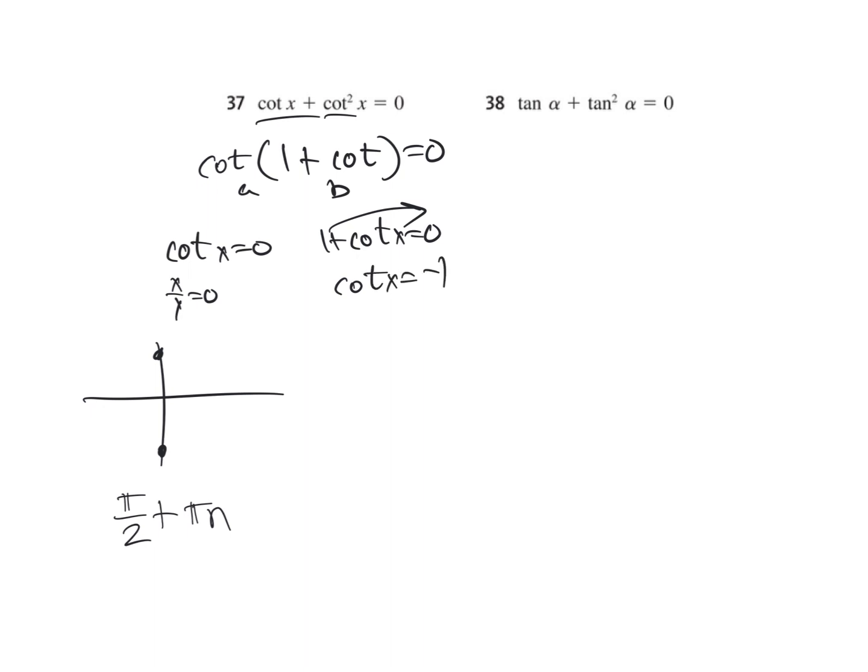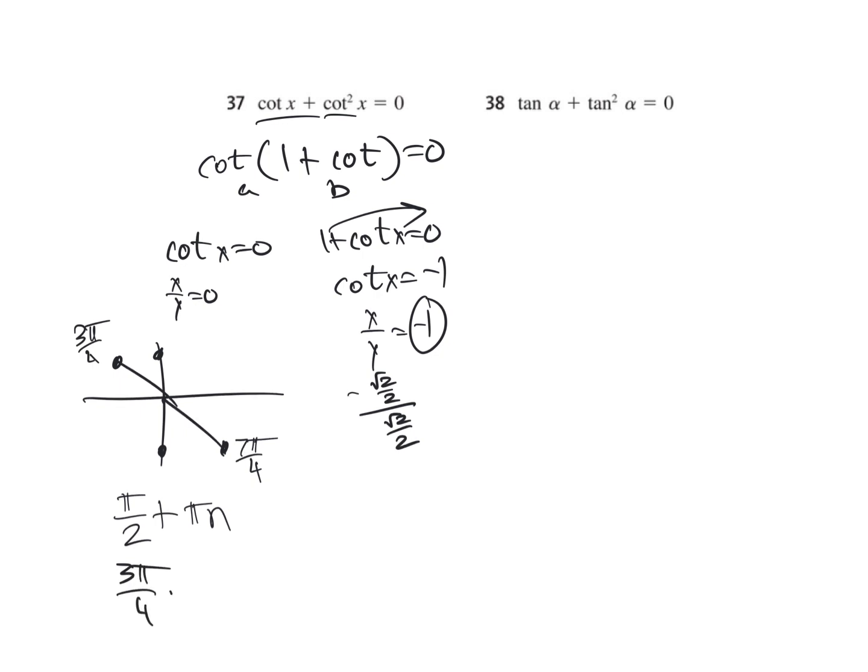Where's the cotangent of x negative 1? So x over y equal to negative 1. So again, you have square root of 2 over 2, square root of 2 over 2. That gives you 1. So your pi over 4s, but it has to be negative. So negative, either the top is negative or the bottom's negative. If the top's negative, then you are over at 3 pi over 4. If the bottom's negative, then the y value is negative, and x is positive. You're 180 degrees the other way at 7 pi over 4. So either way, it's 3 pi over 4 plus pi n. And those are your two answers.